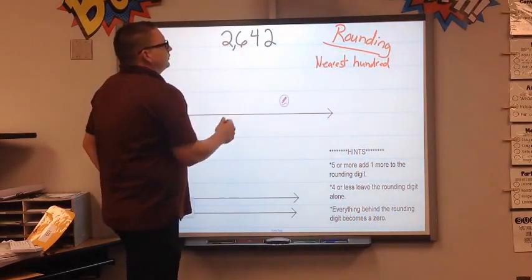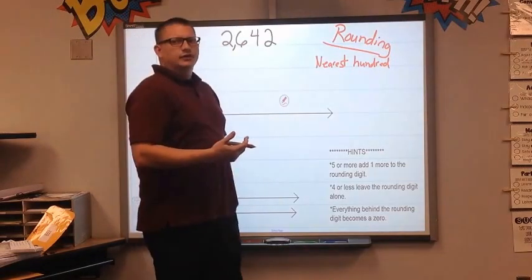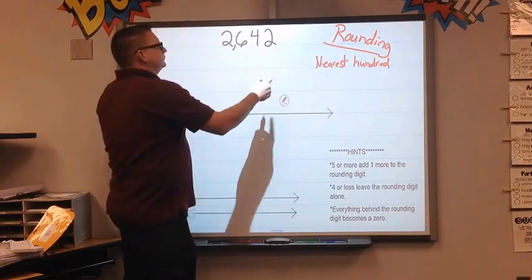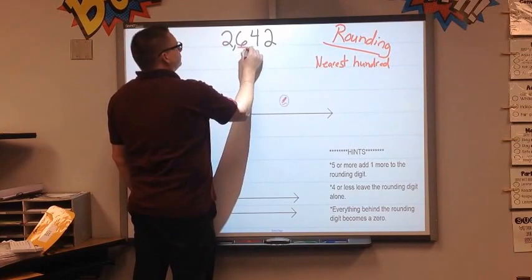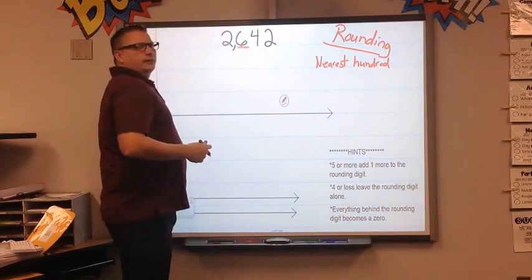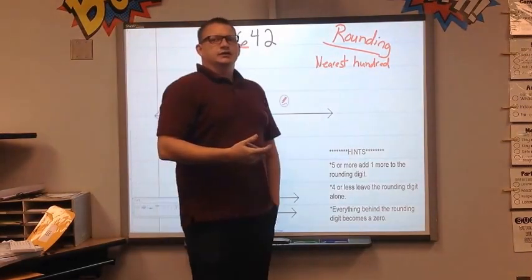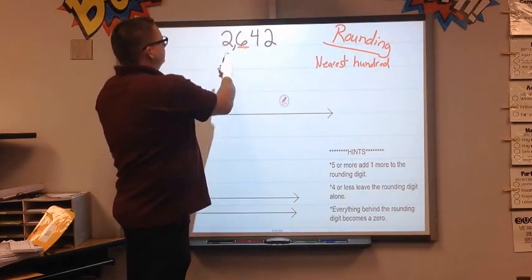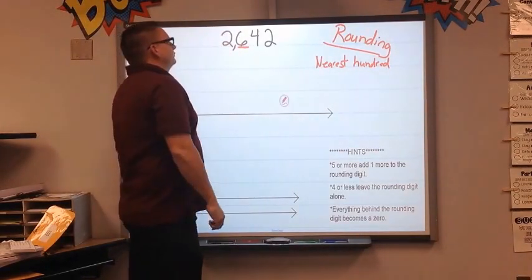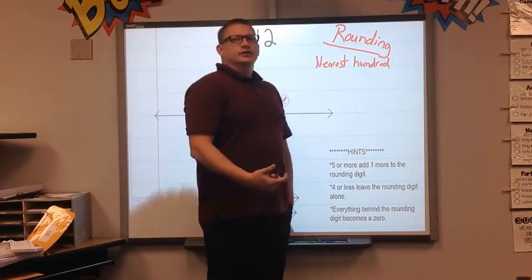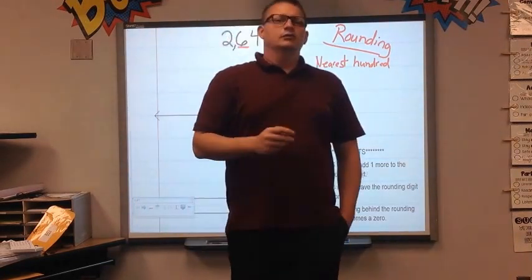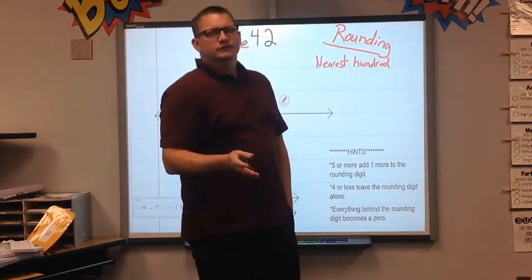Alright, so first of all, we're going to underline the rounding digit, okay? So the rounding digit right here, the hundreds place, is going to be the 6, alright? That is what my rounding digit is going to be called. You're going to say that a lot, your rounding digit, okay? This digit right here in the hundreds place, the 6, I'm either going to add one more to it, make it a 7, or I'm going to leave it alone and leave it at 6, right?